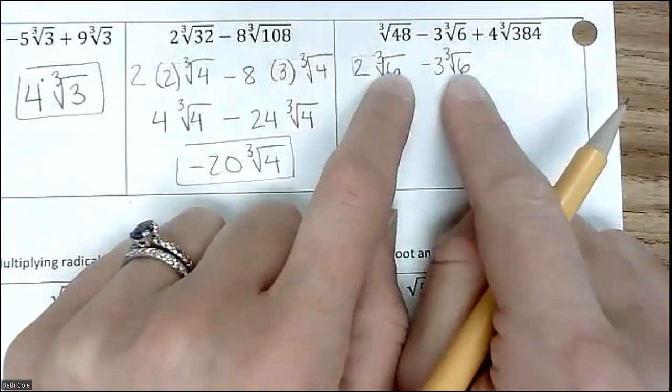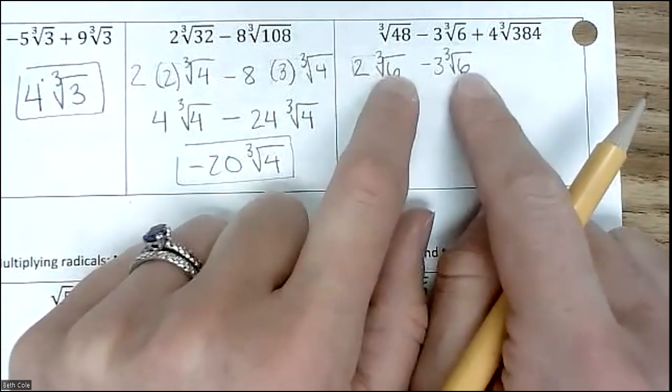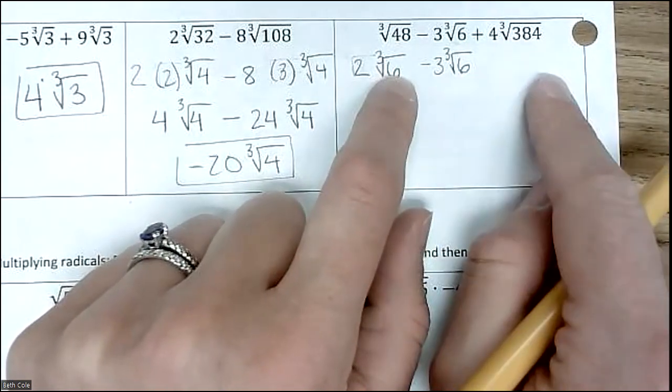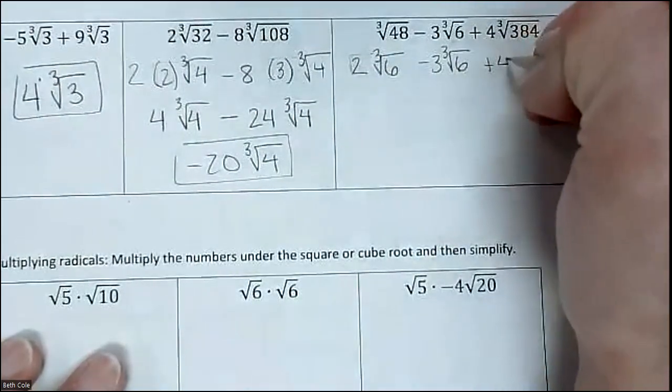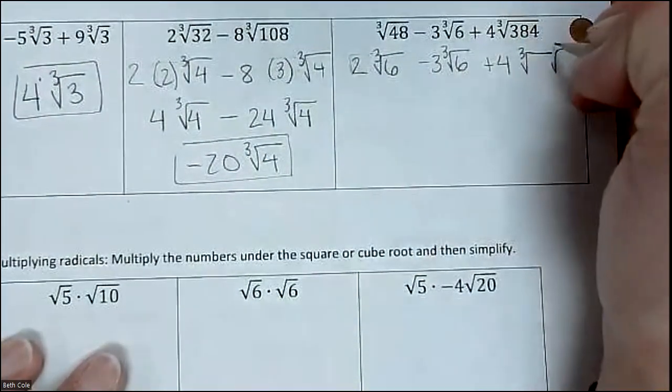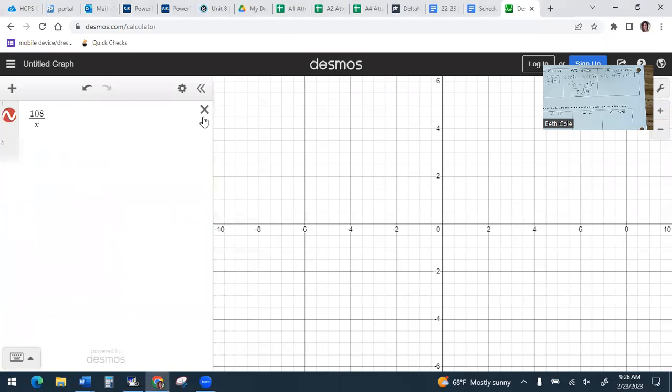Now look, you can kind of use the rest of the problem as a clue. Do you see how these both have a 6? This one's probably going to have a 6 in it. Okay, so put +4 and then draw two little houses. Now I'm going to put 384 in the calculator. Let me share the screen here, but it's probably going to be 6 and something. Okay, so 384 divided by x.